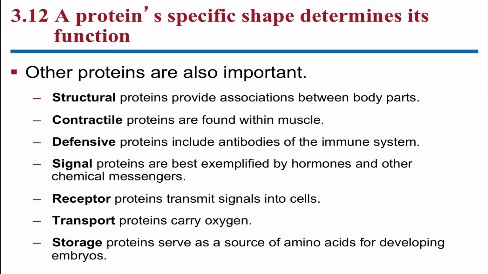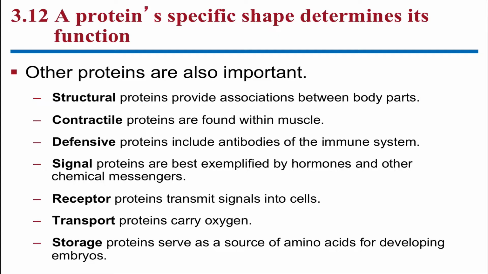Some proteins are structural proteins, for example tendons and ligaments, right? Other proteins are contractile proteins, like muscles. You have defense proteins. Antibodies are an example of defense proteins, which make up our immune system. Signal proteins, again, when you look at hormones and other chemical messengers, these are perfect examples of signal proteins.